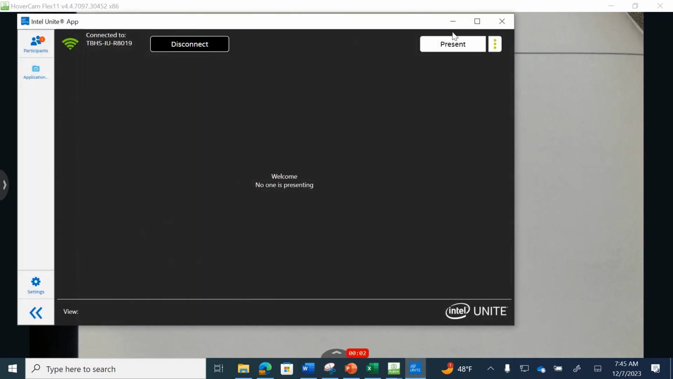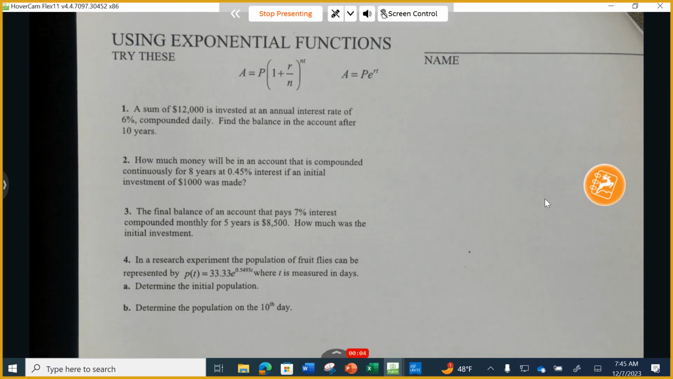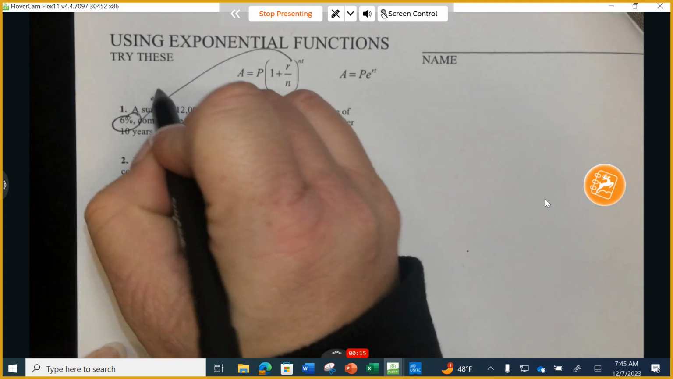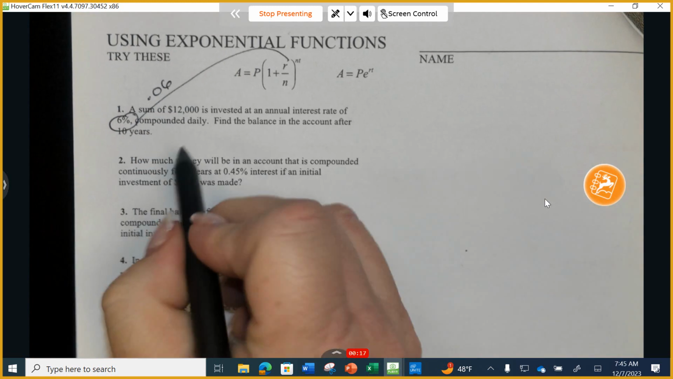I'm going to put this on for people that want to see how to do number one. Let's make sure this shows up. The sum of $12,000. So a total of $12,000 is invested into an account that has an annual interest rate, so that's going to be our R, but we know we have to write it as a decimal, and it's compounded daily.